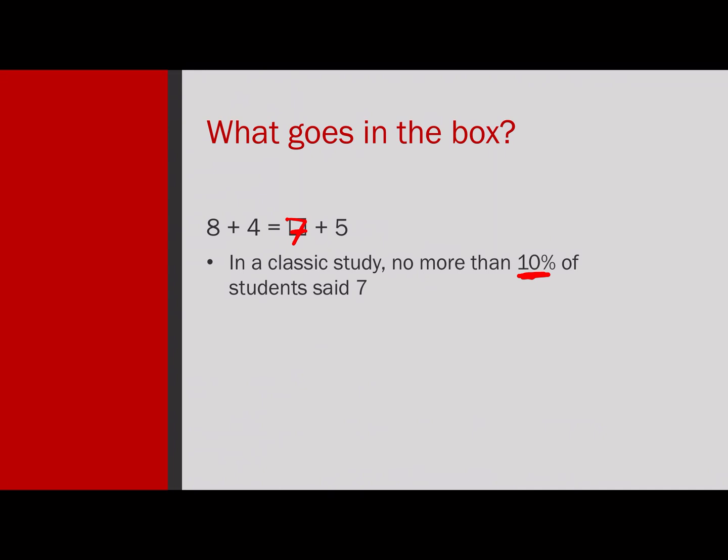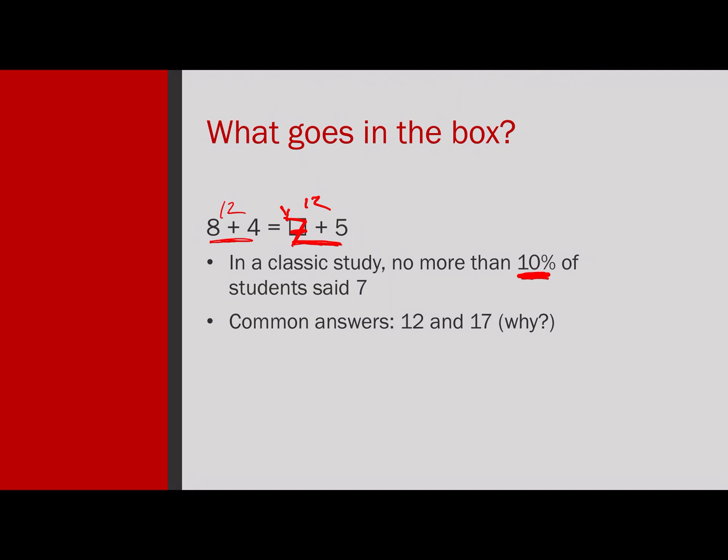Well, why is 7 going in the box? We think that 8 and 4 make 12, right? So we want to assign a numerical value. They make 12. We need this right here to also equal 12. And the only thing that can be equal to 12 is if this is 7 right here. Okay, so 8 and 4 equals 7 and 5. Well, no more than 10% of the students do put 7 in there. Okay, what do you think they do put in there? Okay, common answers could be 12 and 17.